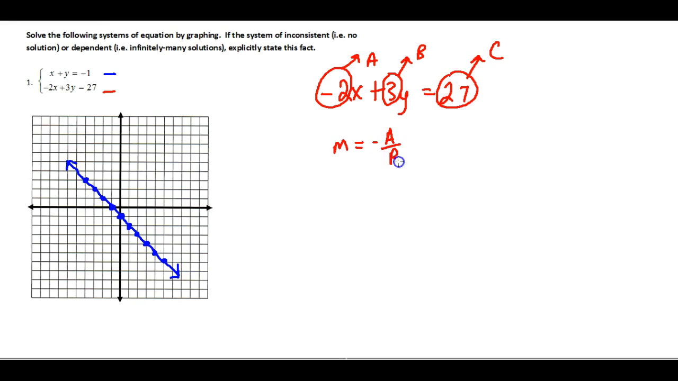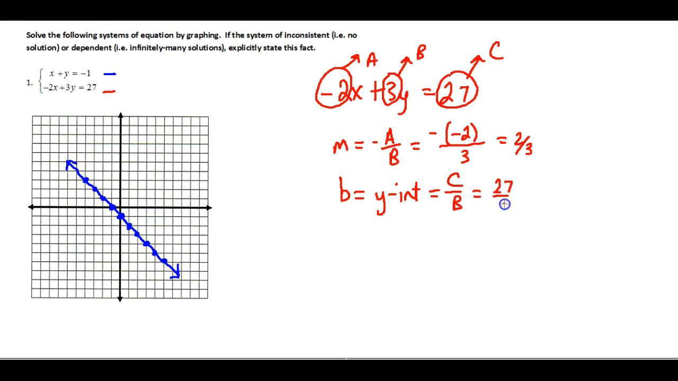So our slope is minus A over B. So minus -2, because remember A is negative, and divide that by B, which is 3. So we have 2/3 as our slope. For our y-intercept, we have C divided by B, which is 27 divided by 3, which gives us 9. And so this translates to us that we have a point (0, 9) on our graph. So we'll go ahead and find out where that point is.